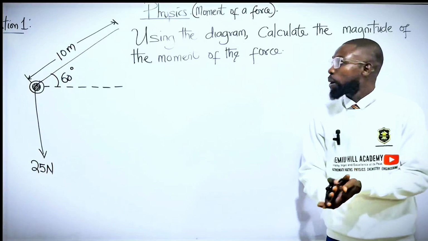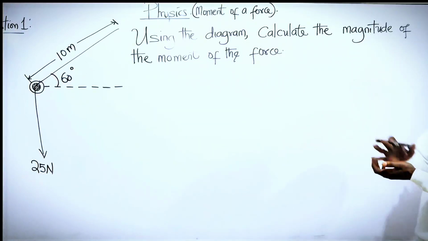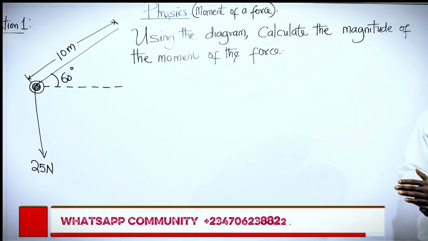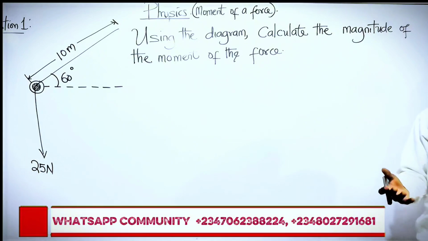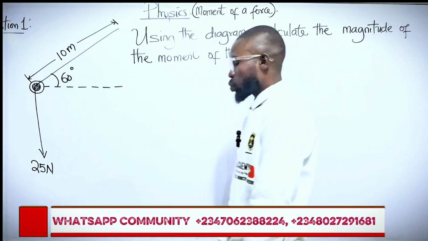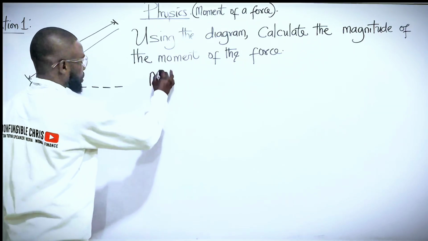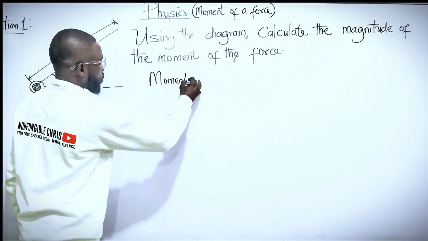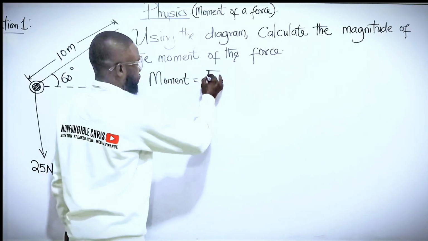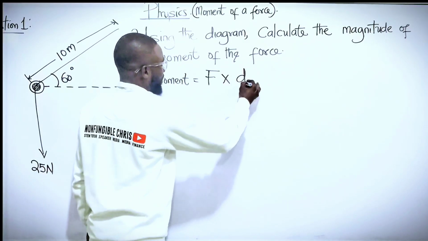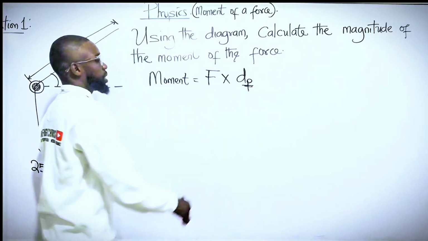Alright, so my first question says, using the diagram, calculate the magnitude of the moment of the force. I'll show you what to do in this case. When we have stuff like this, what do we do? It's easier for people to say moment of a force is force times distance, but we should understand that the moment of a force is force times perpendicular distance.